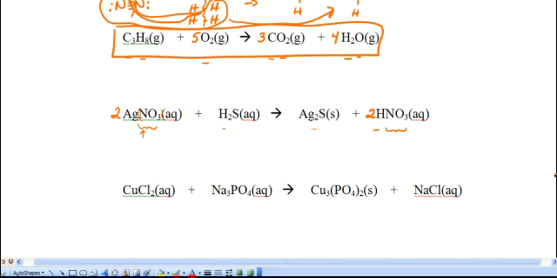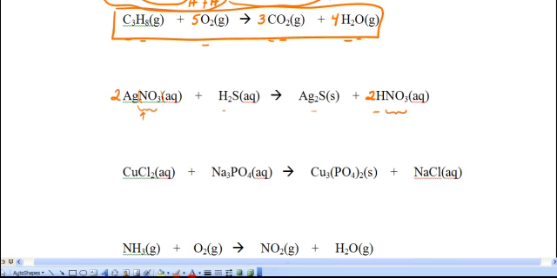All right. Going down to the next equation, we have copper chloride and sodium phosphate producing copper 2 phosphate and sodium chloride. I have one copper on the reactant side. I have three coppers on the product side, so I'm going to put a 3 out front. I have 3 times 2 is 6 chlorines on the reactant side. I only have one chlorine on the product side. I'm going to put a 6 in front of that NaCl.